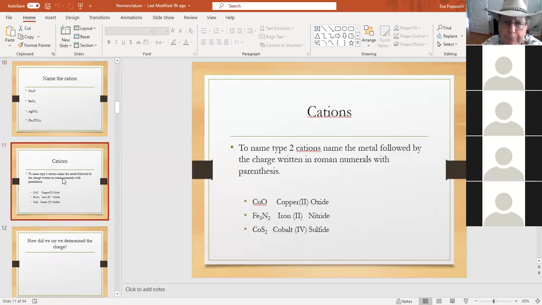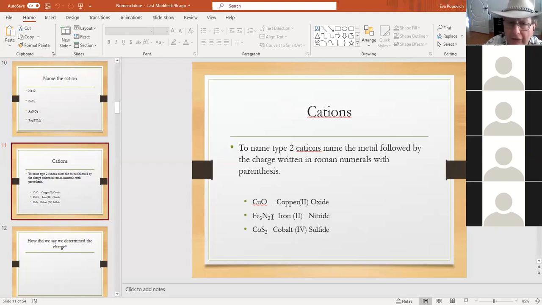If we have a type 2 cation, we got to name the metal followed by the charge written in Roman numerals in parentheses. So if I have CuO, I know that oxygen will have a -2 charge. The subscript is 1. 1 times a -2 is a -2. That is balanced by the positive 2 that must be there. That positive 2 is divided by 1. The charge on the copper is a +2. So I call this compound copper 2.